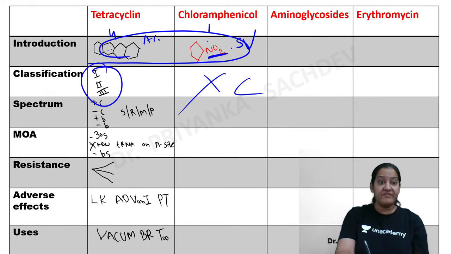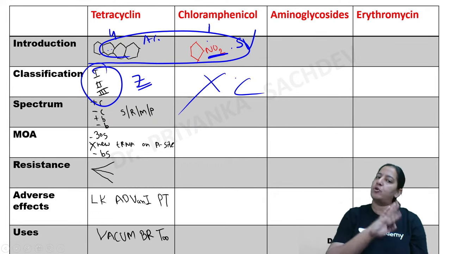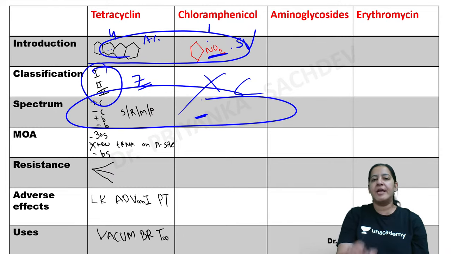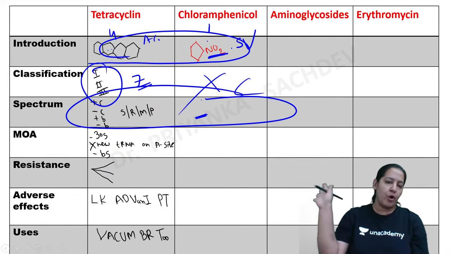In tetracycline, we had seven tetracyclines, so the classification was applicable. But in chloramphenicol, the classification is not applicable because only one drug is there, chloramphenicol, that's it. Coming to the spectrum, the same as that of tetracycline, it is also broad spectrum.